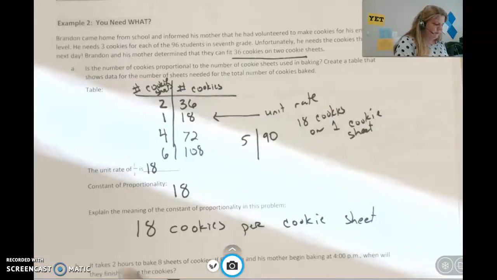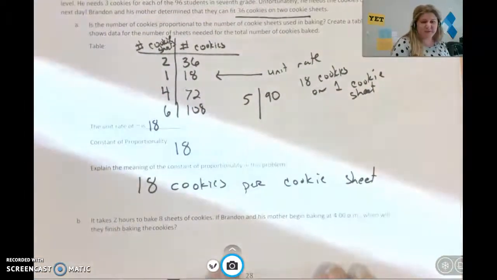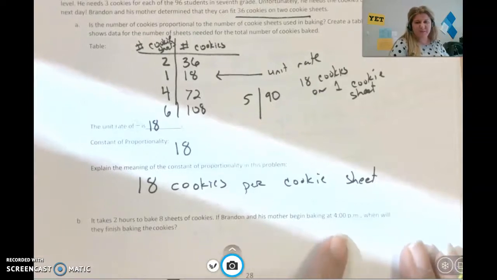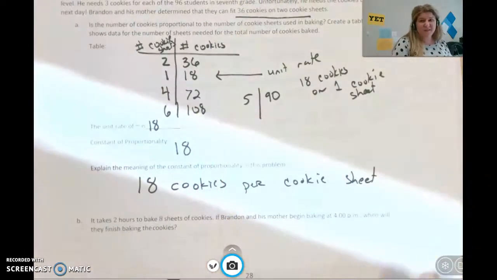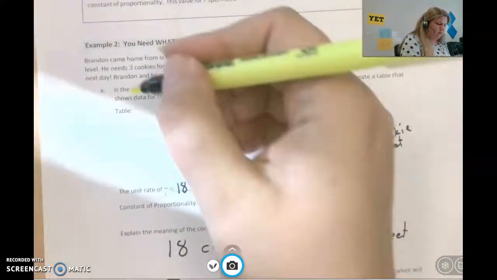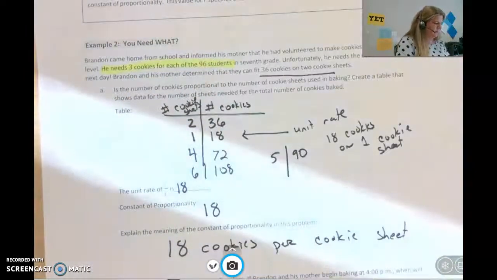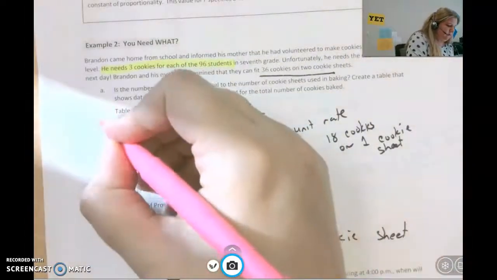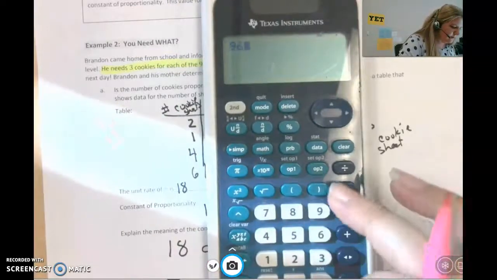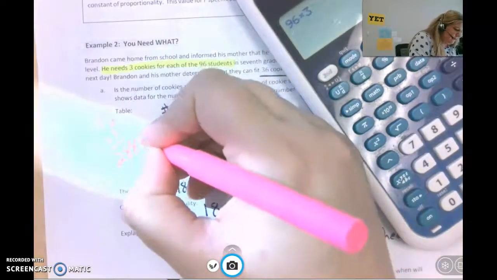Now, the next question says it takes 2 hours to bake 8 sheets of cookies. Brandon and his mother begin baking at 4. When will they finish? So that's a pretty big question that, first of all, I'm going to have to do some more math to figure out. Now, if I look closely, he needs 3 cookies for each of the 96 students. So let's see how many cookies he needs altogether. 96 times 3. 96 times 3 is 288 cookies that he needs.